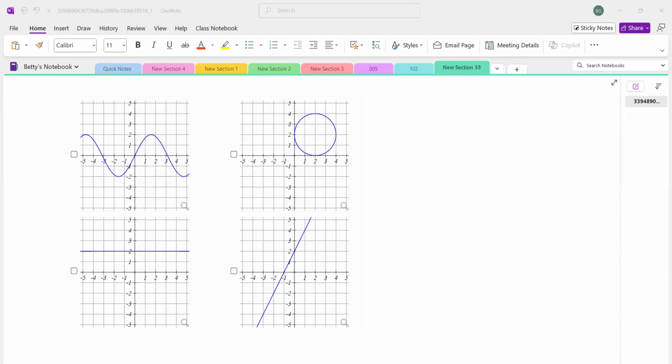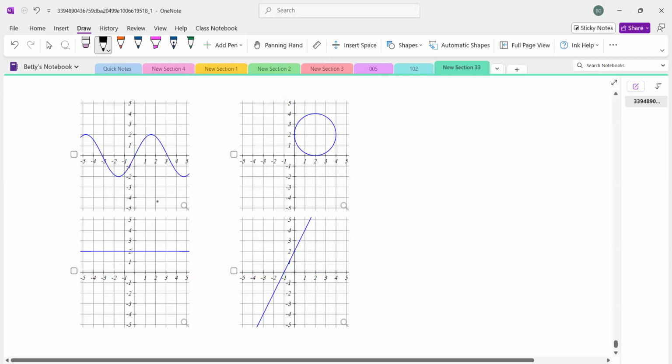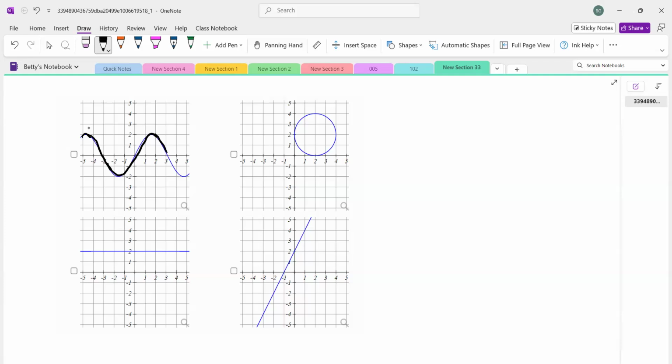The first graph looks like sine or cosine. This is actually a sine function. So this is the curve. I can make it thicker. This is the graph. It is a relation. We are going to apply vertical line test. We're going to draw a vertical line.